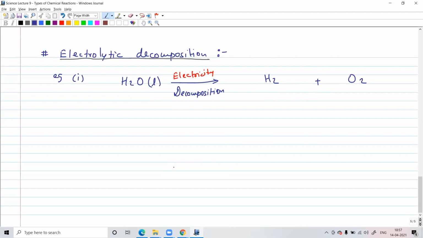And I want you to balance this reaction very fast. Do it in your notebook and tell me what will be the balanced chemical reaction for this one: H2O breaking down into hydrogen and oxygen. Sir, 2H2O and 2H2 this side. Yes, that's absolutely right. So there are 4 atoms of hydrogen on both sides, 2 atoms of oxygen on both sides. So this is balanced now.